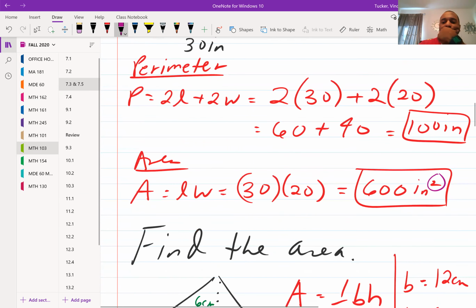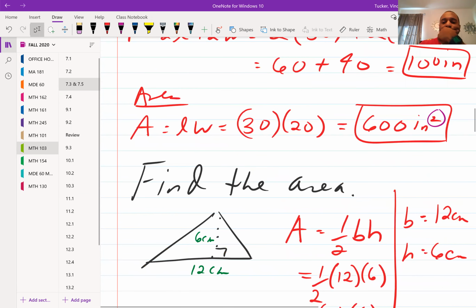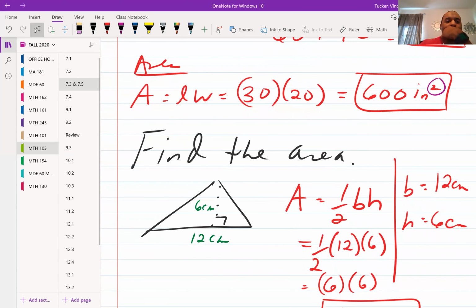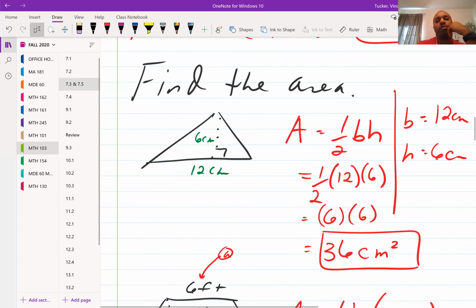Scroll up. All right, so the next one, find the area. They give us this triangle. So don't forget, every shape has its own formula. The formula for a rectangle you cannot use on a triangle and vice versa. So here we have our base is 12. And then the height of the triangle is 6.